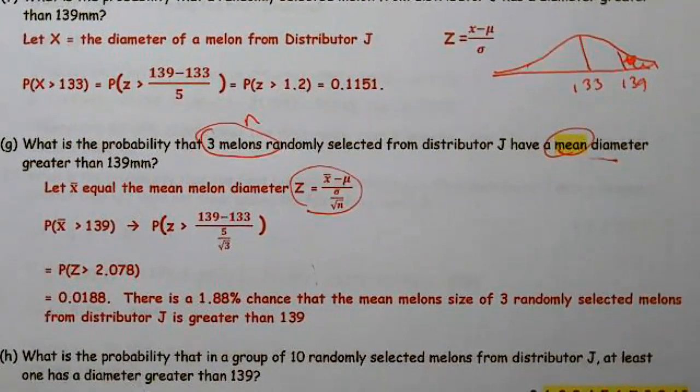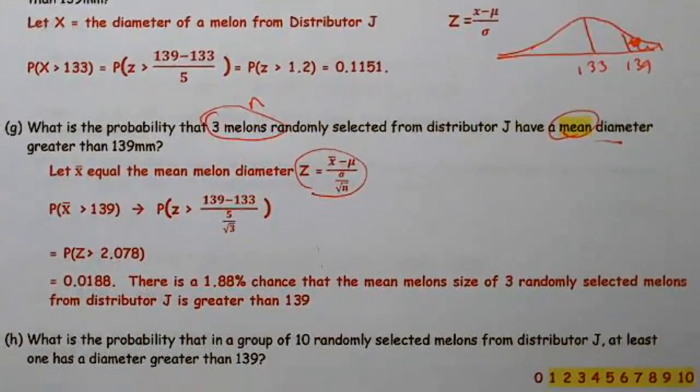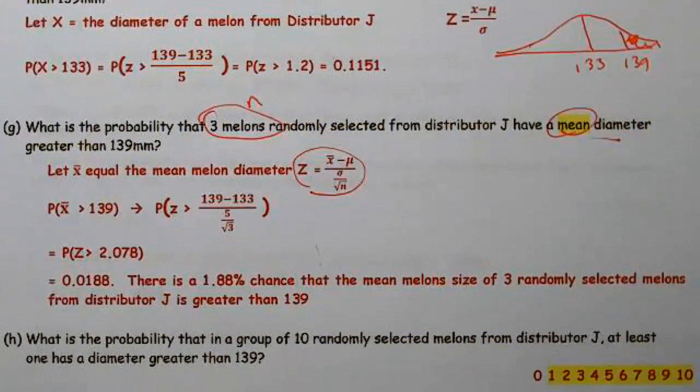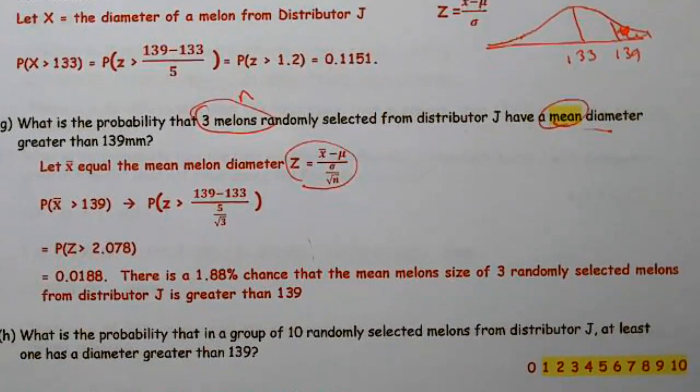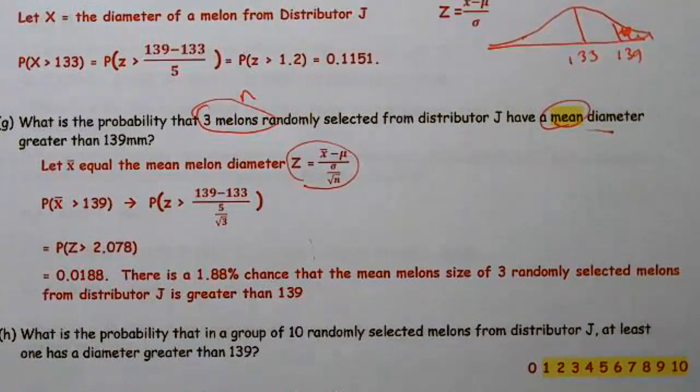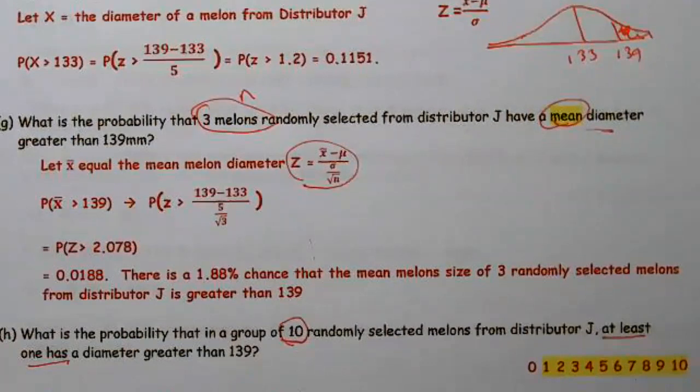The next one: what's the probability that in a group of 10 randomly selected melons from distributor J, at least one has a diameter greater than 139? There's a whole lot of interesting things here. First off, we have a fixed number, and we look for at least one. As soon as I think at least one, I always go 1 minus. I also know that I could have 0, 1, 2, 3, all the way to 10. This is what I'm interested in.